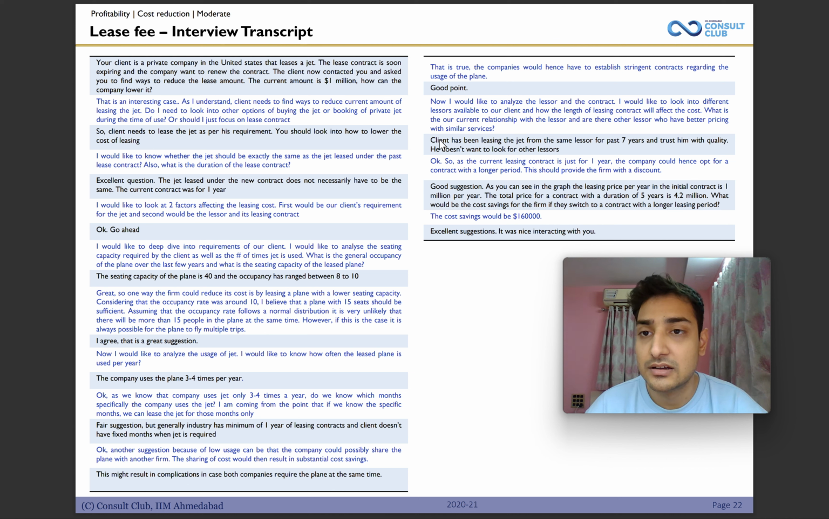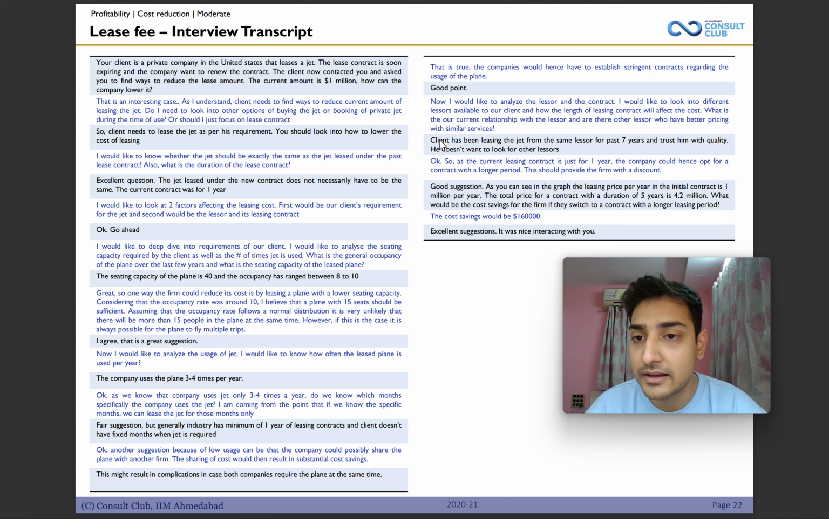Excellent question. The jet leased under the new contract does not necessarily have to be the same. The current contract was for 1 year. I would like to look for two factors affecting the leasing cost. First would be the client's requirement for the jet, and the second would be the lessor and its leasing contract. Okay, so it's pretty straightforward.